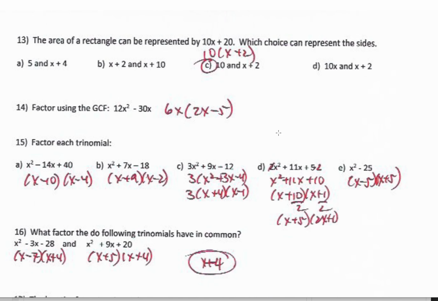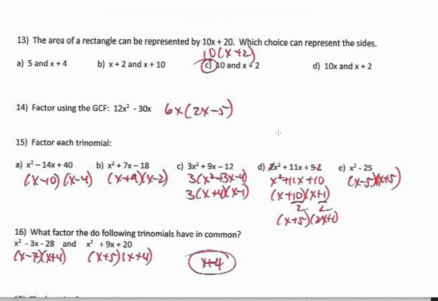Okay, number 13, the area of a rectangle can be represented by 10x plus 20. Which choice can represent the sides? Well, remember, area is length times width, so we're looking for 2 numbers that together multiply out to be 10x plus 20. And the correct choice is C. Distribute back. 10 times x is 10x, 10 times 2 is 20.